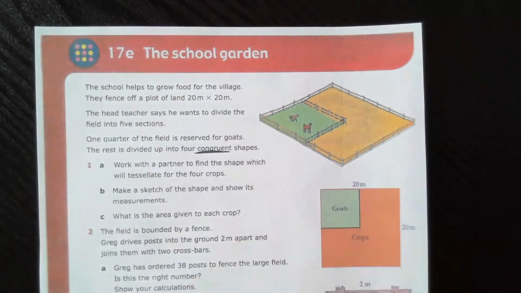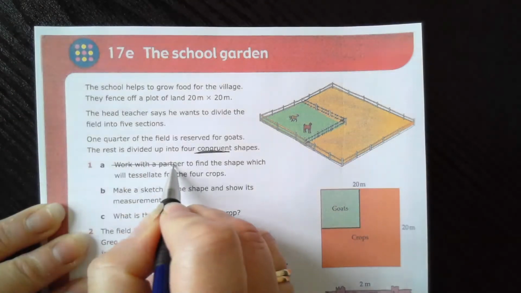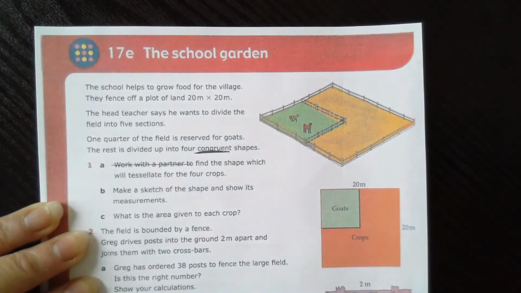So that's 4 shapes that are exactly the same size and shape. Could be a different way round, but they are exactly the same size and shape. So, obviously, you can't do that first bit. Find the shape which will tessellate for the 4 crops.